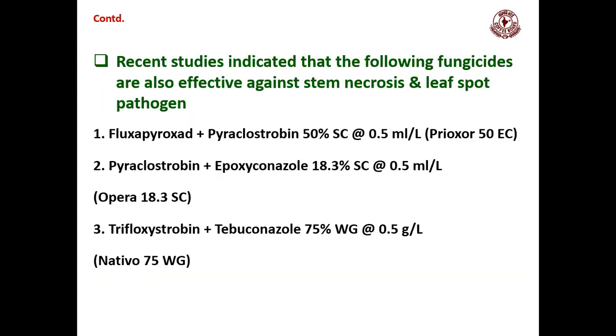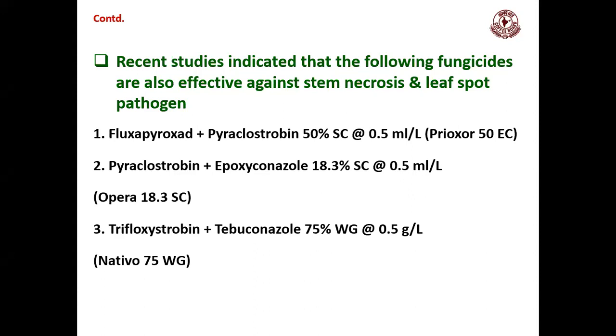And not only propiconazole, but in our recent studies, we have found out that the fungicides Prioxur, Opera, and Nativo can be used in lower concentration, that is 0.5 ml per liter, and in the case of Nativo, 0.5 gram per liter, for the effective management of the stem necrosis and leaf spot pathogen. But here also one should take care that the concentration must be in the lower doses. It must not go higher than 0.5 ml because it may cause toxicity to the seedlings.